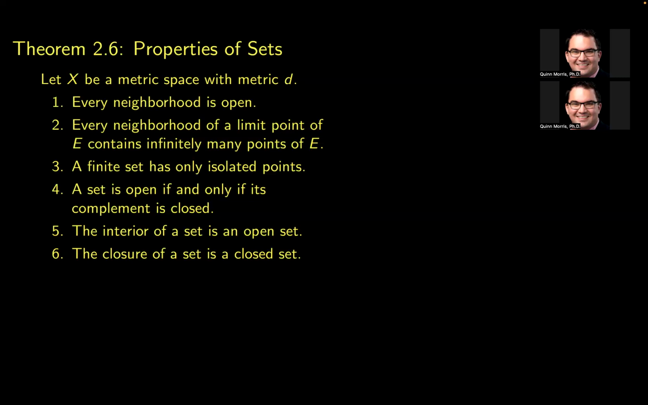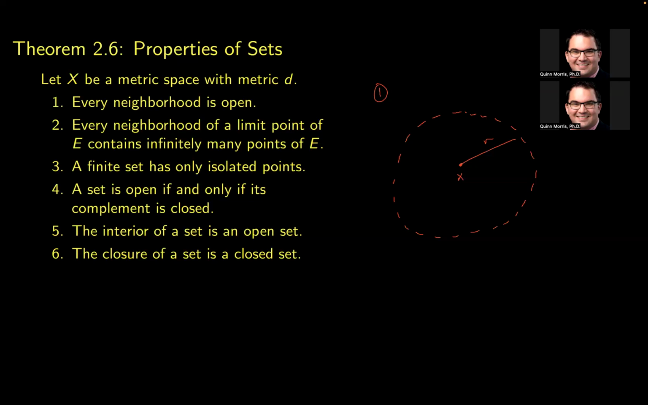We're not going to prove all of them, but let's at least sketch out the ideas of a couple. Let's say I wanted to prove first that every neighborhood is open. The fundamental idea here is, imagine I have some point X and a neighborhood of radius R around this point X. Now I want to show that this is an open set. Well, what does that mean? If I want to show a set is open, I need to show that every point is an interior point.